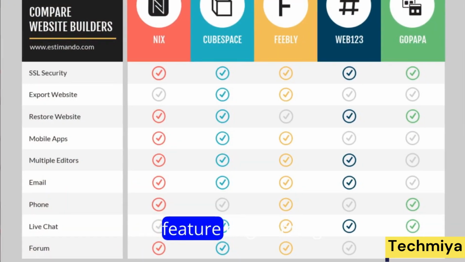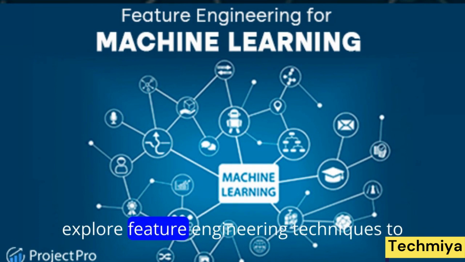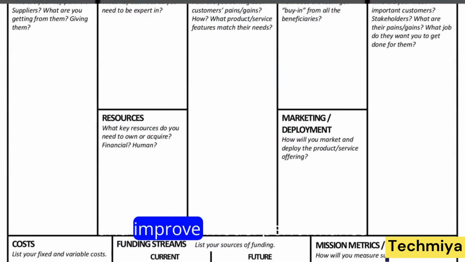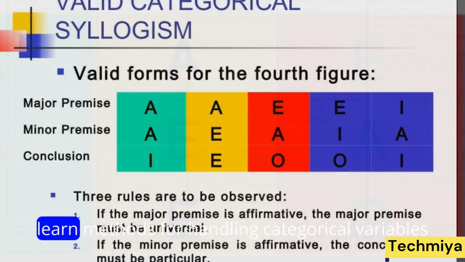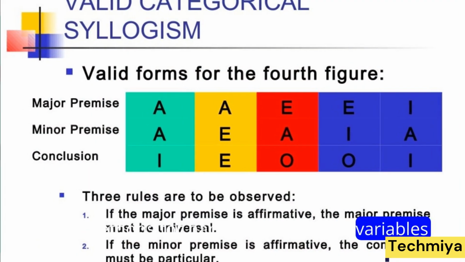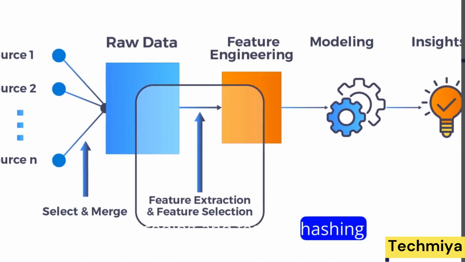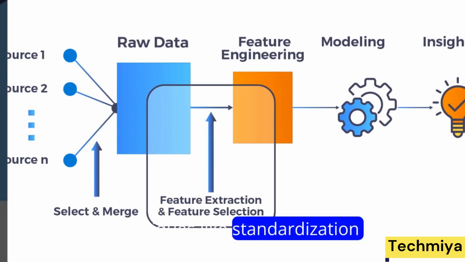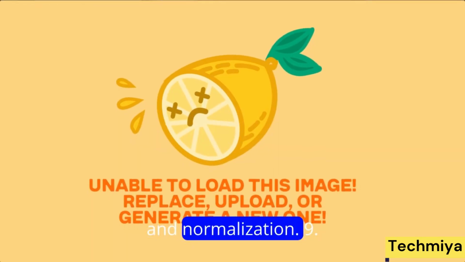8. Feature engineering. Explore feature engineering techniques to extract meaningful information from raw data and improve model performance. Learn methods for handling categorical variables such as one-hot encoding, label encoding, and feature hashing, as well as scaling numerical features using techniques like standardization and normalization.